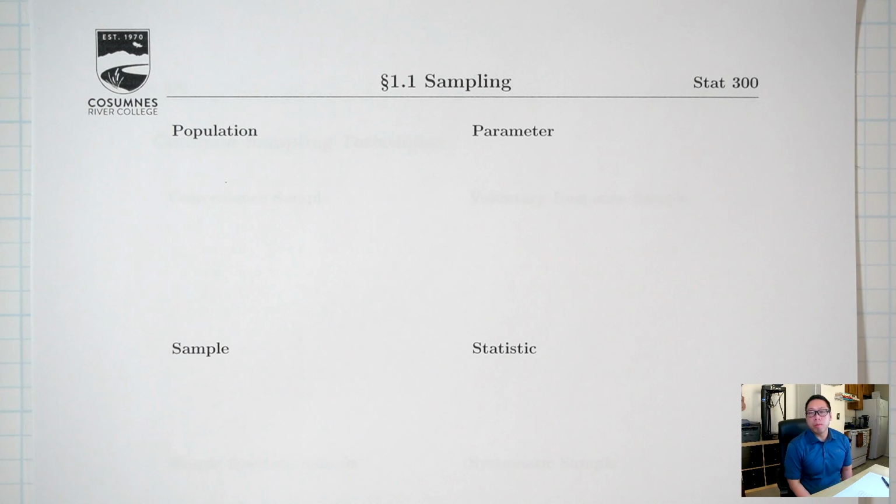In the last lecture, we talked about the different types of data. Today, we're going to talk about collecting data. In particular, how do you choose who you collect data from? So let's start off with some terminology. Population. Population is just the entire collection of people that we're interested in.